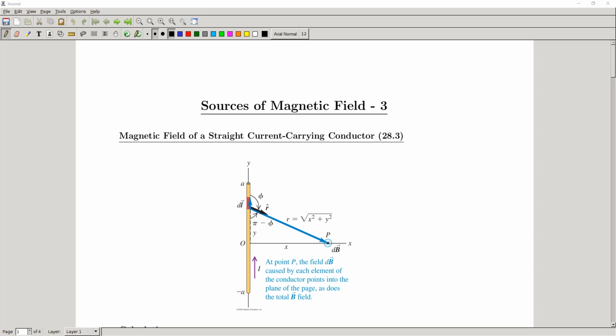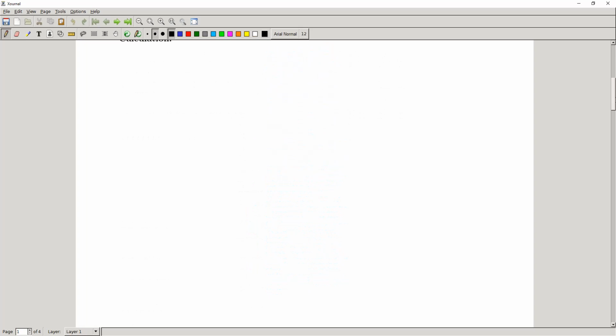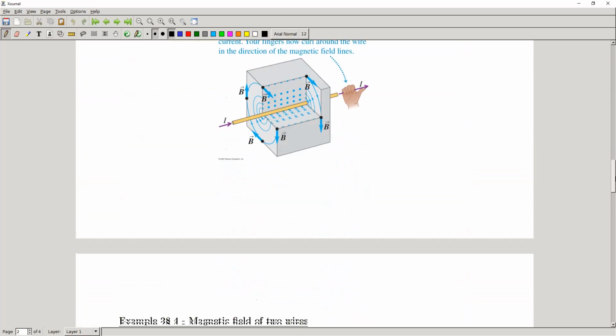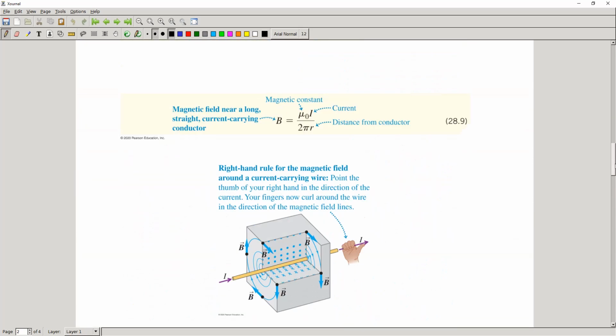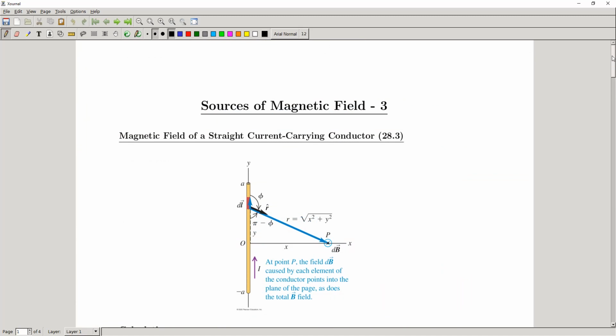Okay, this is going to be our third video on sources of magnetic field. In this video we're going to be covering everything from section 28.3 of the text. Basically this is going to amount to doing one medium length calculation and then one example. We don't have too much to talk about aside from the calculation that we're going to do and then an example down here. Okay, so let's start going through this.